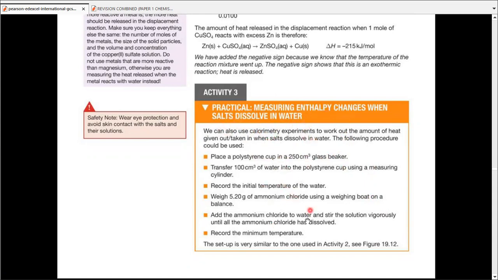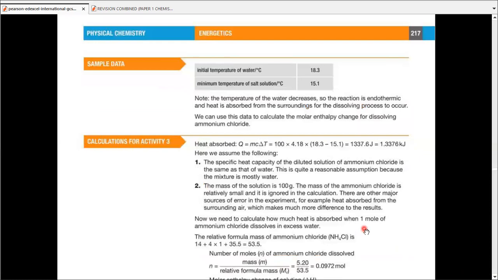We pretty much do the same thing when we dissolve a salt in water. Polystyrene cup, specific glass beaker, transfer exact amount of water, record the initial temperature, weigh a specific amount of salt, make sure the salt is in excess, and then dissolve it, stir the solution vigorously, keep noting the temperature change until all of the salt has dissolved, and then note the minimum temperature. Minimum temperature, why are we talking about minimum temperature? Since in this case, the temperature decreases, which automatically gives you the idea this was an endothermic reaction. Make sense?